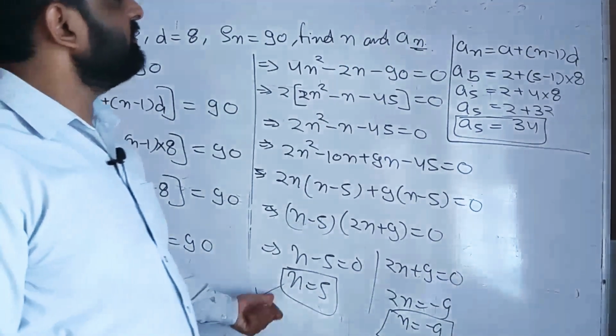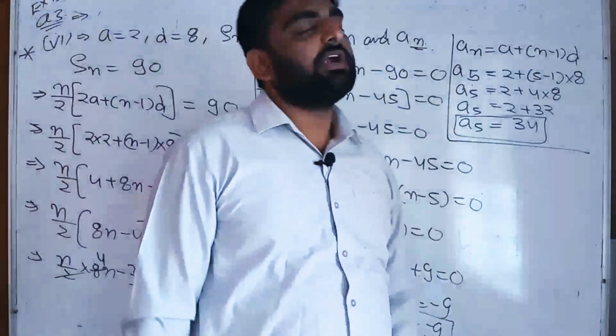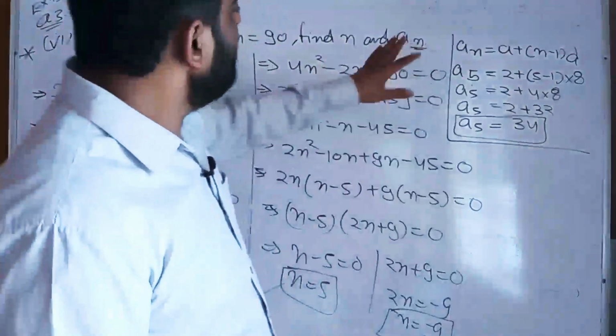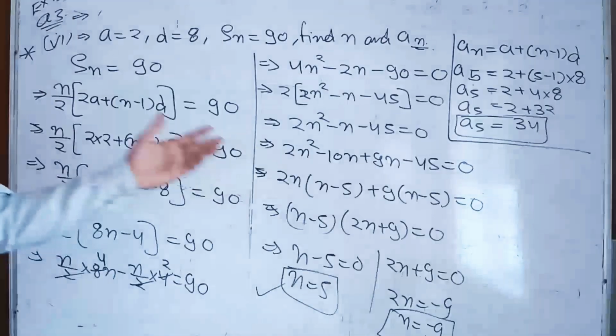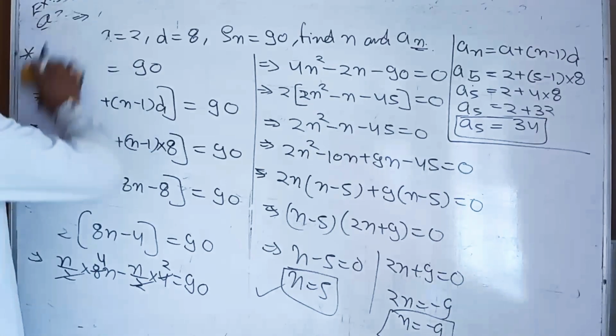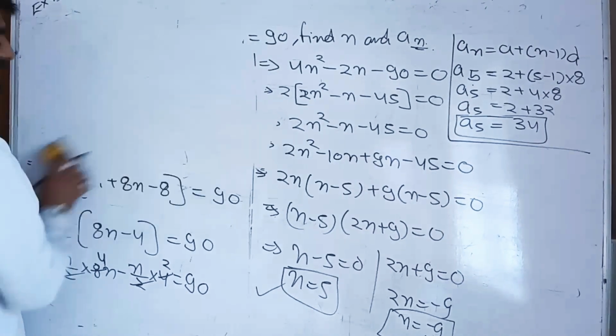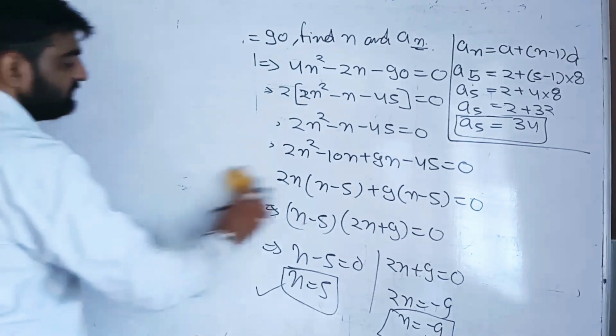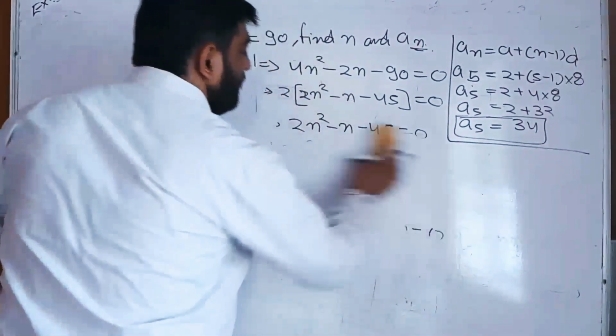Done with that, but you have to find the value of an also. You have to find an, which means a5. So a5 = 24 and n = 5. I hope you students all understood this concept.